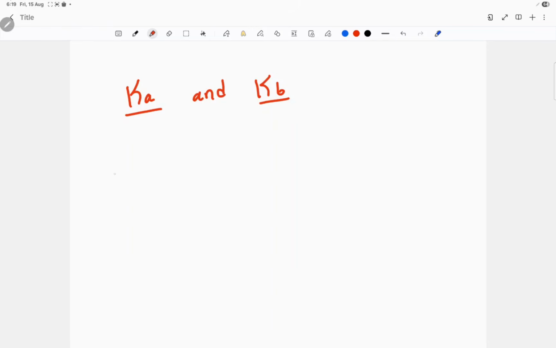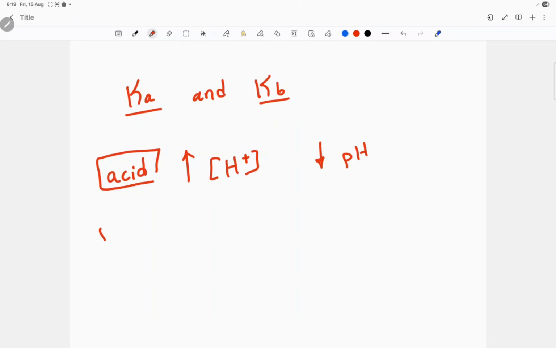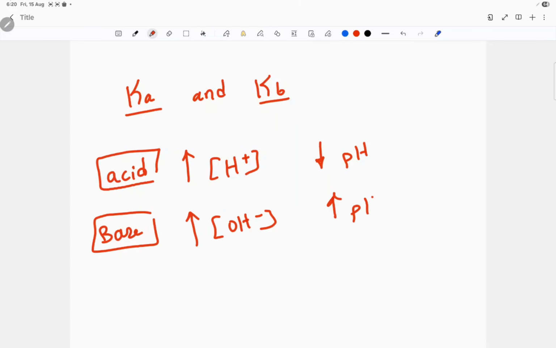Now, what's the job of an acid? To increase the concentration of the H plus, which means to lower the pH. And what's the job of the base? To increase the concentration of the hydroxide, which means to increase the pH. Good.